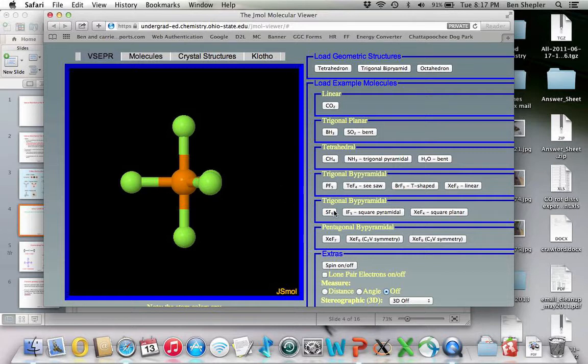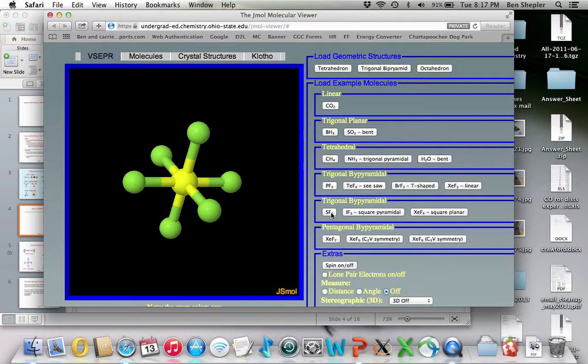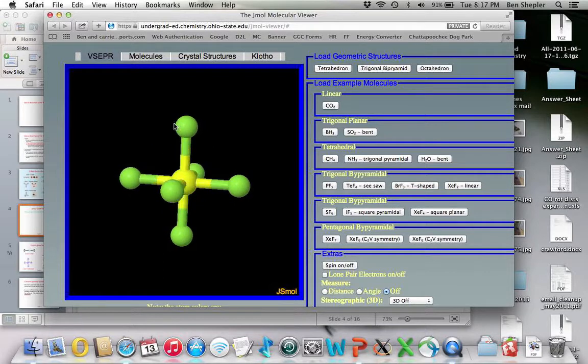The final structure that we have, this is actually a typo here on this website. This says trigonal bipyramidal, but SF6 is an example of an octahedral molecule, so I apologize for that. And so here's what it looks like when we have 6 electron groups.